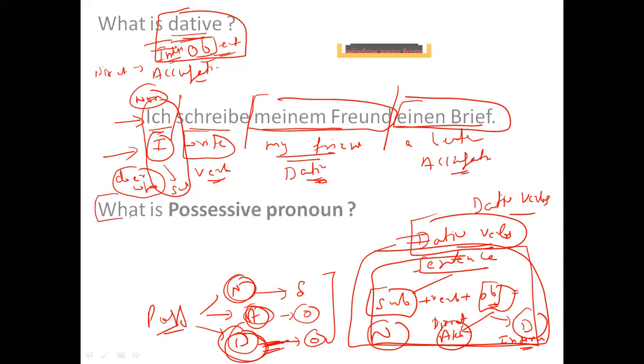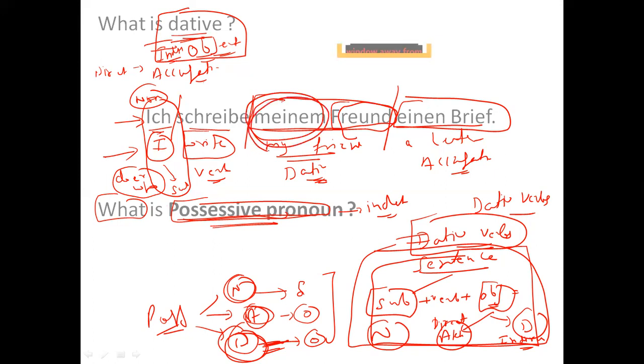Now, what is possessive? We have done dative, but in this lecture we are going to talk about possessive pronoun in dative. So first of all, you should understand what is a possessive pronoun. Possessive pronouns are the words which show possession of the noun. For example, here, friend. Whose friend? My friend. So it shows possession, my friend. So this my would be a possessive pronoun.